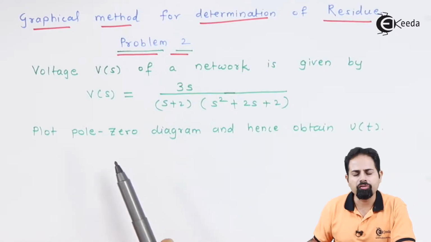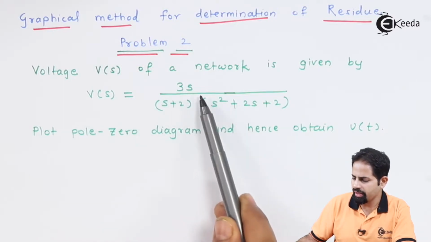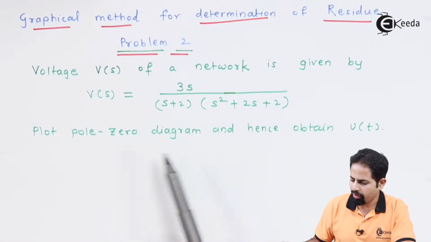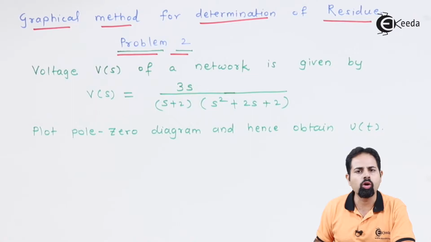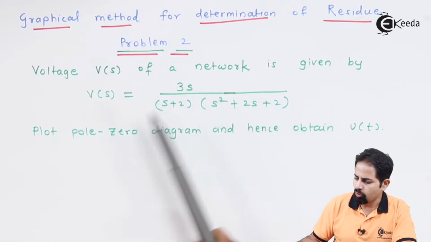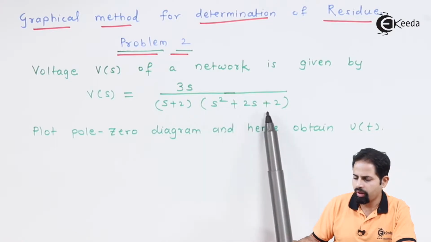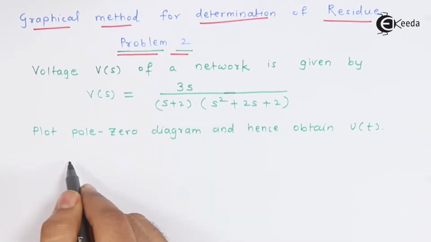A voltage function V of S, which is 3 into S divided by (S plus 2) into (S square plus 2S plus 2), is given. We have to plot the pole zero diagram and hence obtain V of t. To obtain the pole zero diagram, we need to find the roots of this equation. Let us find the roots by using calculus.